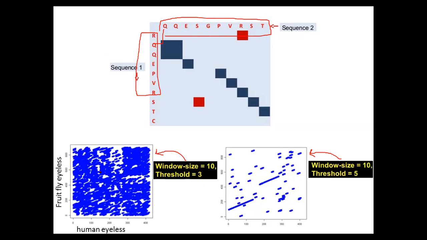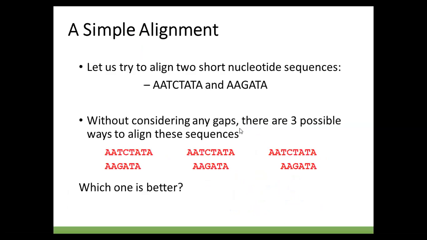Okay, so now you can see that the complexity reduced. And the complexity is further reduced by having the threshold 5. The threshold increases and the window size is the same. And then you can see a better comparison, I mean, not a crowded comparison in between two sequences.